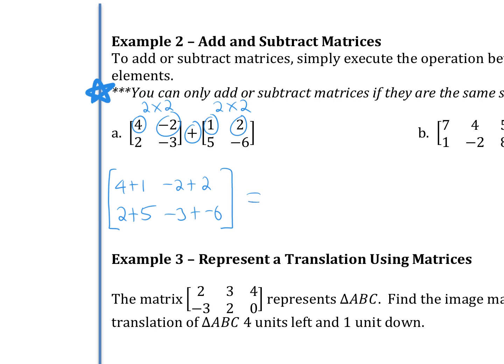Then we're going to simplify this and write an actual matrix here. 4 plus 1 in the top left is going to be 5. Negative 2 plus 2 is going to be 0. 2 plus 5 is going to be 7. And negative 3 plus negative 6 is negative 9. And this is going to be your answer here.